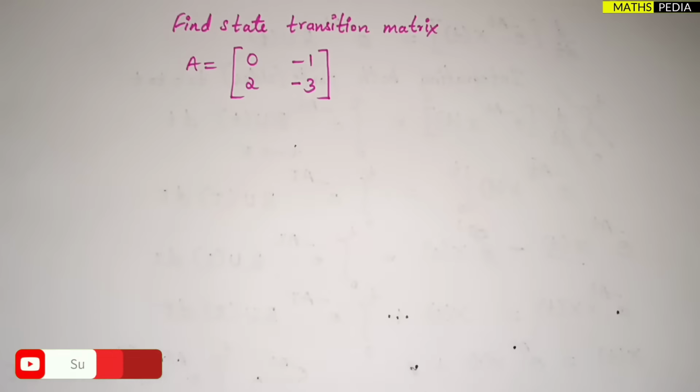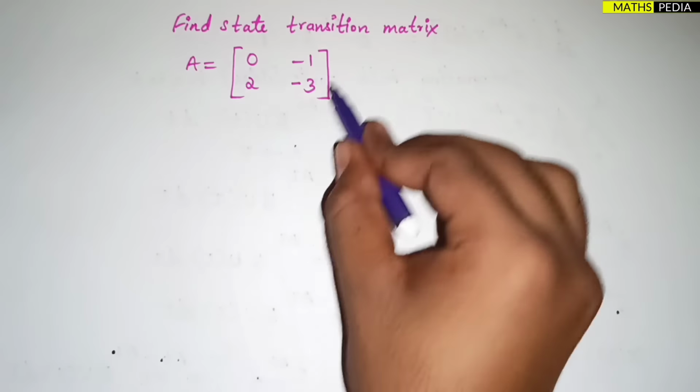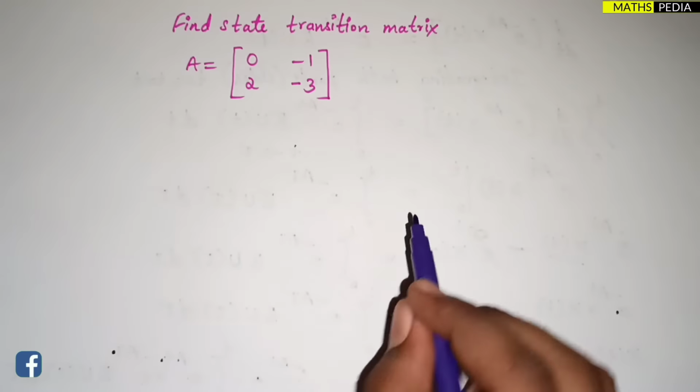Hello guys, in this video we are going to solve a problem based on the state transition matrix. So, how do we find a state transition matrix when a matrix is given? We'll try to understand the steps.